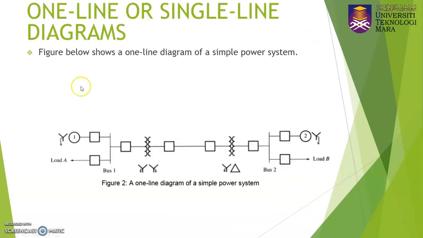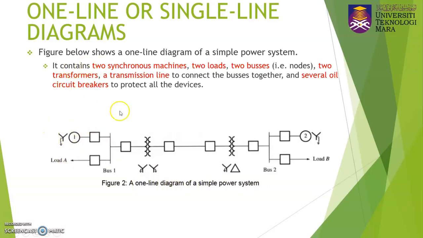For example, if you have this diagram, Figure 2 represents a one line diagram of a simple power system. Based on the diagram, you can see that it contains two synchronous machines. This is your first machine, this is your second machine. This round shape represents a rotating machine, so this is your generator. It also has two loads. Loads are usually represented by an arrow here. So you have load A and load B.